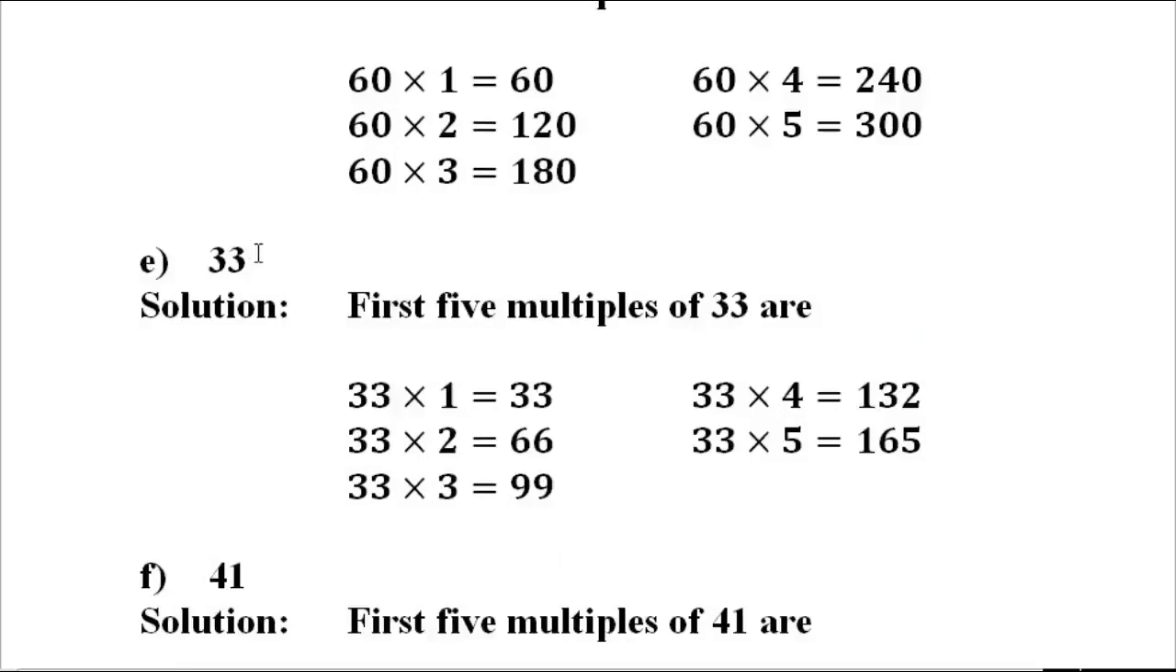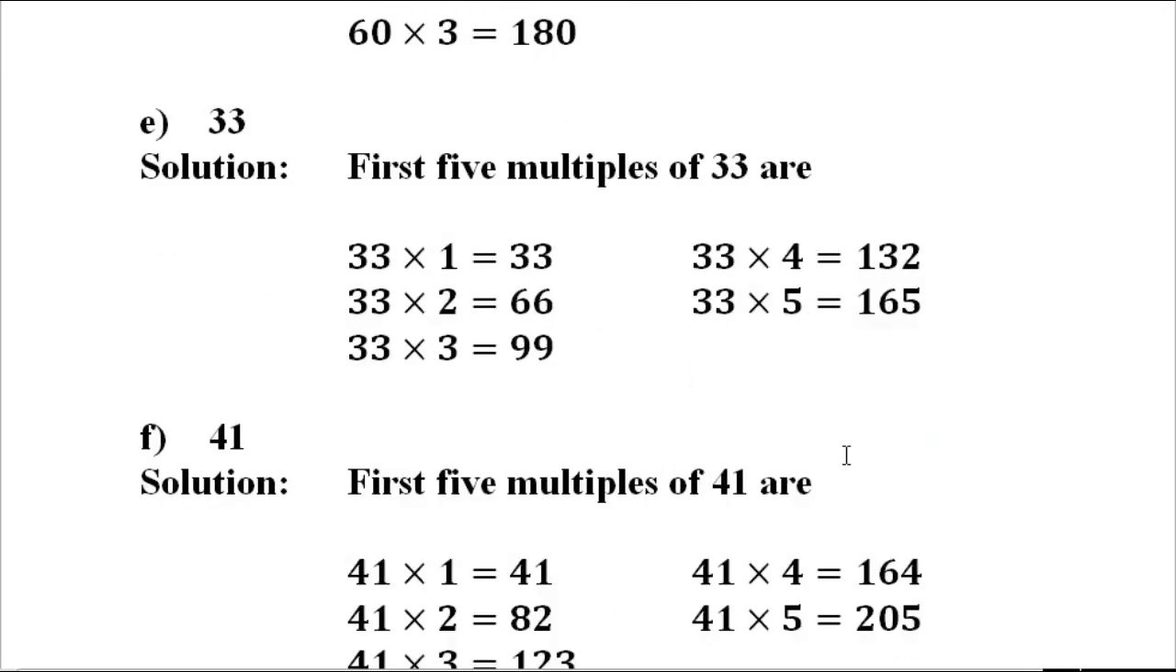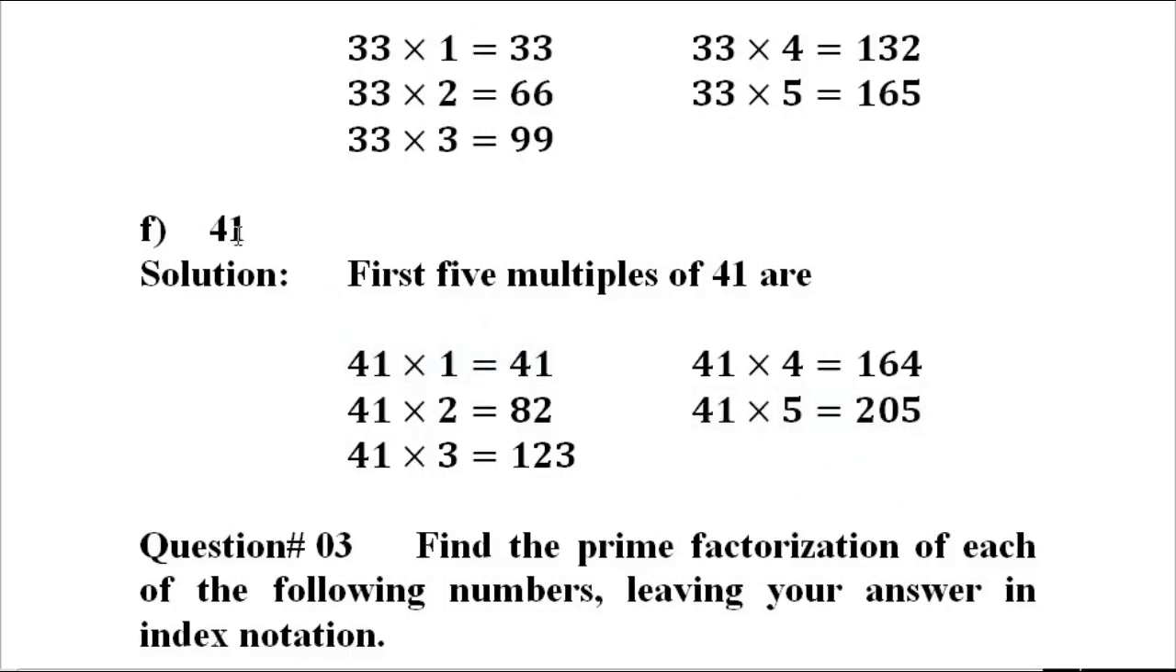To find the first 5 multiples of 33, let's multiply 33 by 1, 2, 3, 4 and 5. So 33 times 1 is 33, 33 times 2 is 66, 33 times 3 is 99, 33 times 4 is 132, 33 times 5 is 165. Last part of this question is 41. So let's find the first 5 multiples of 41. 41 times 1 is 41, 41 times 2 is 82, 41 times 3 is 123, 41 times 4 is 164, 41 times 5 is 205.